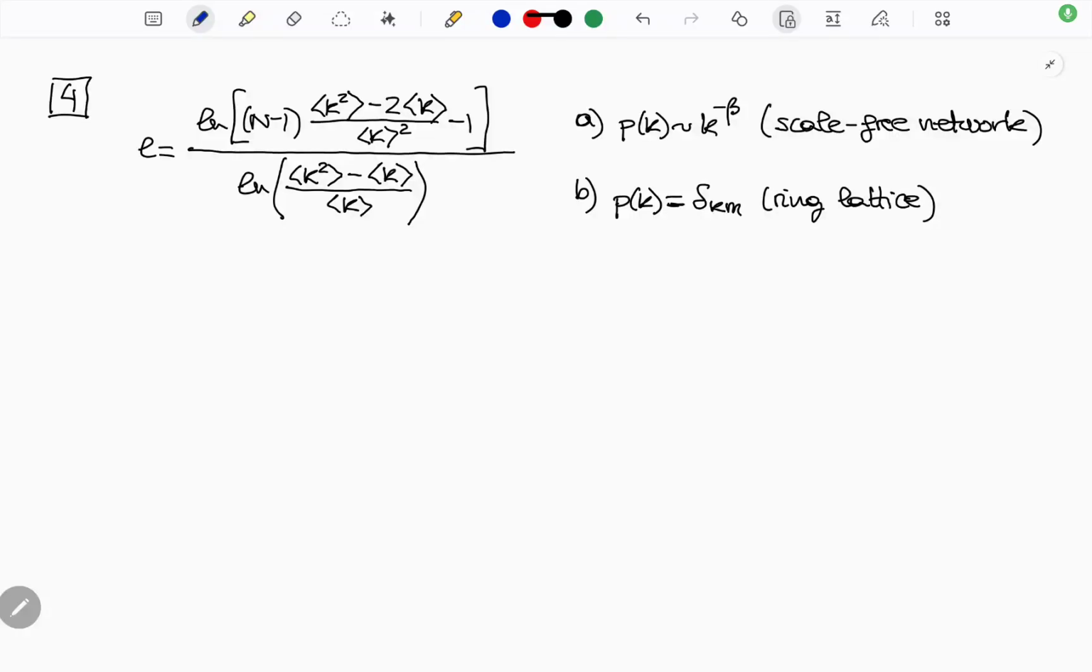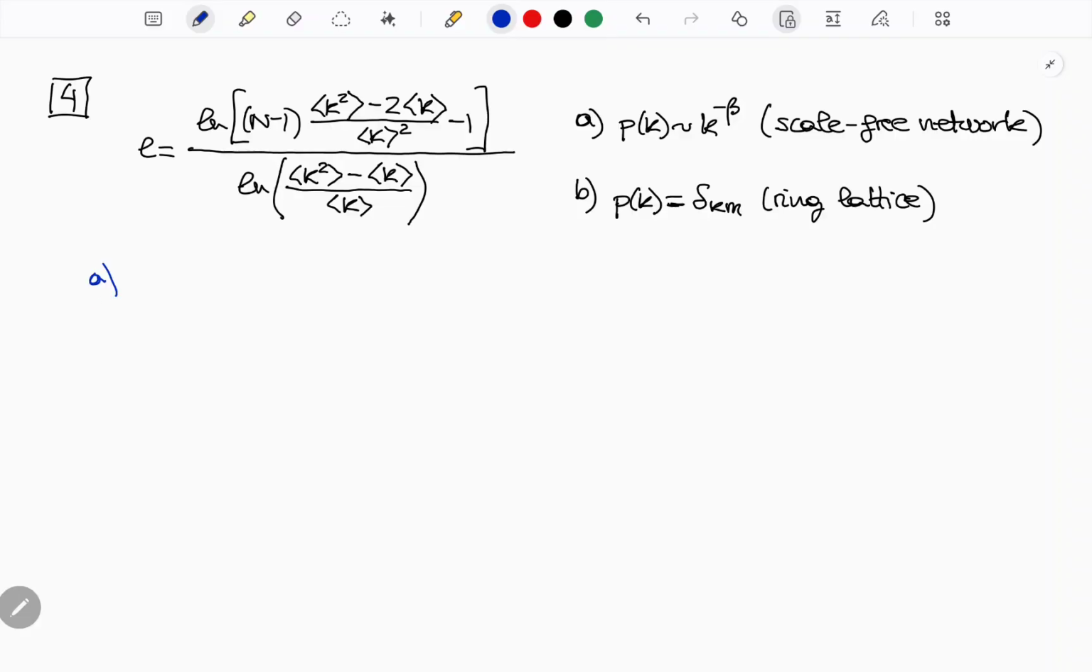This is problem set 3, exercise 4. In this case, we're going to use the configuration model in order to calculate the characteristic length, this magnitude here, which is the average shortest path length of different networks. The first one is going to be the scale-free network, this one over here. So this is what we're going to do now.